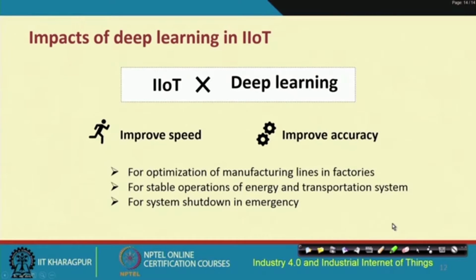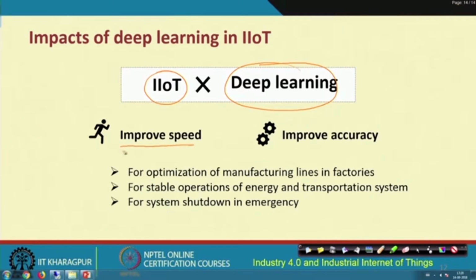So, we have two things. We have IIoT and we have deep learning. Both are very powerful technologies. IIoT is helpful for improving the speed, whereas deep learning is useful for improving the accuracy. Now, if you put them together, what you get is a multiplicative effect.